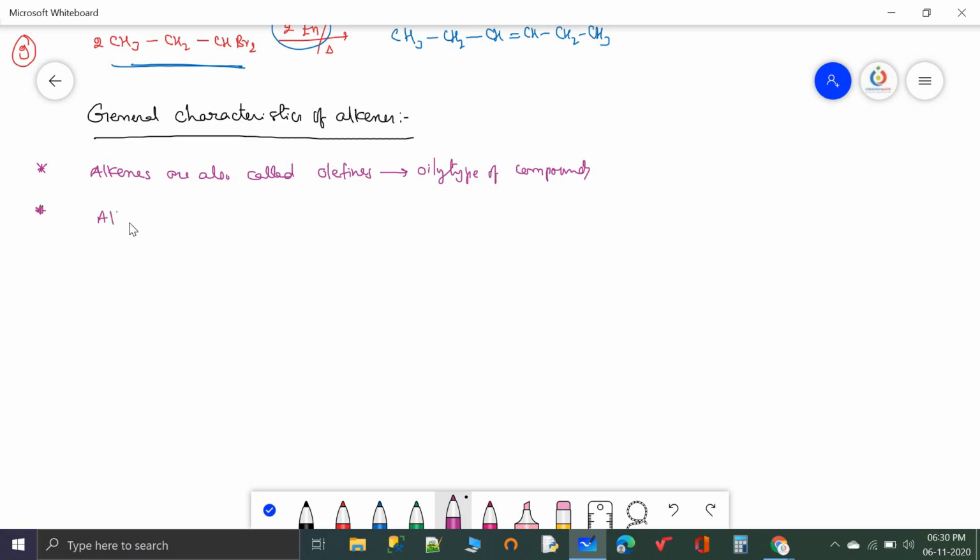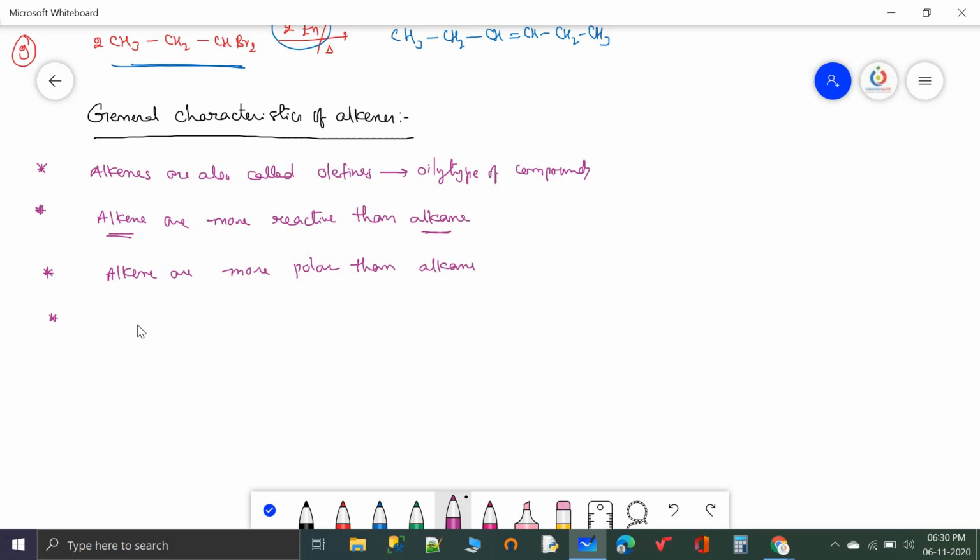Second one is alkenes are more reactive than alkanes, because in alkanes only a single bond is there, but in alkenes a double bond is there. The double bond is the weak bond, hence it easily participates in the reaction by disconnecting. So alkenes are more reactive than alkanes, and alkenes are comparatively more polar, not so much, than alkanes.